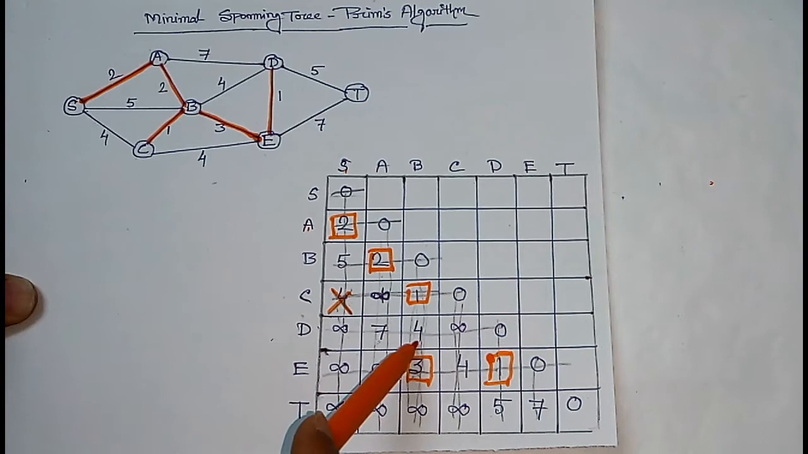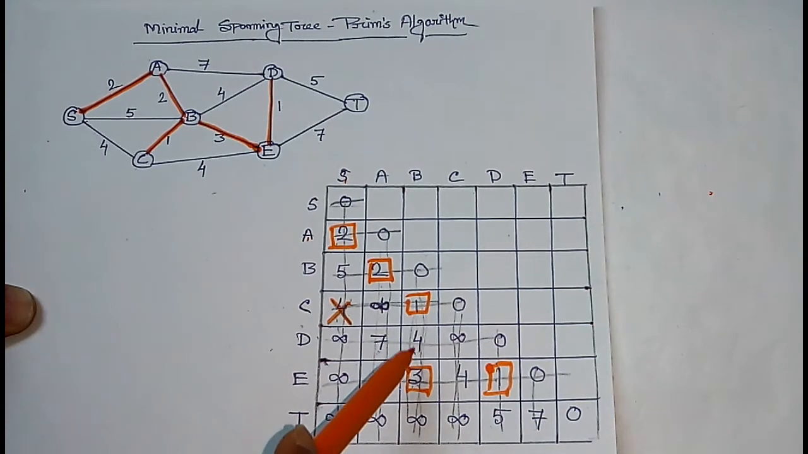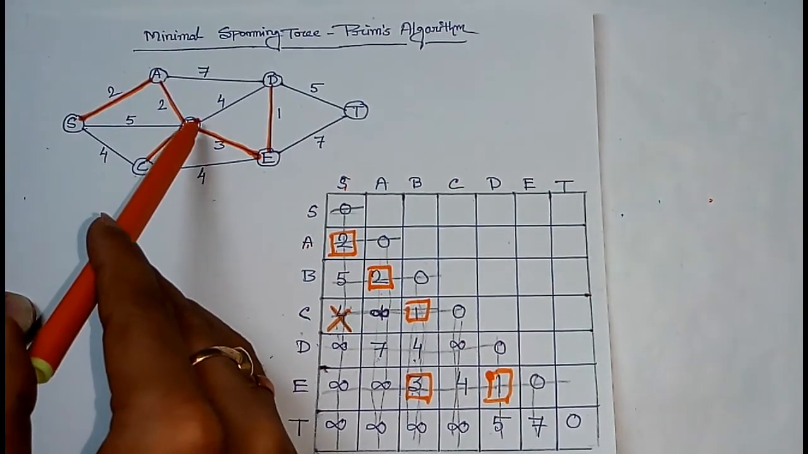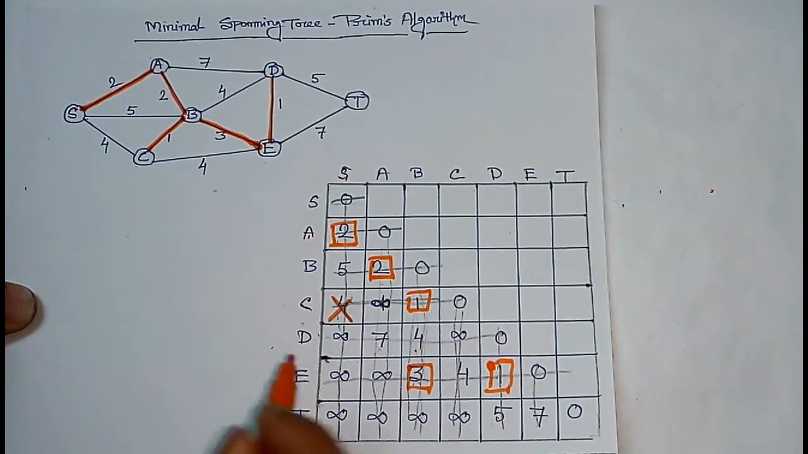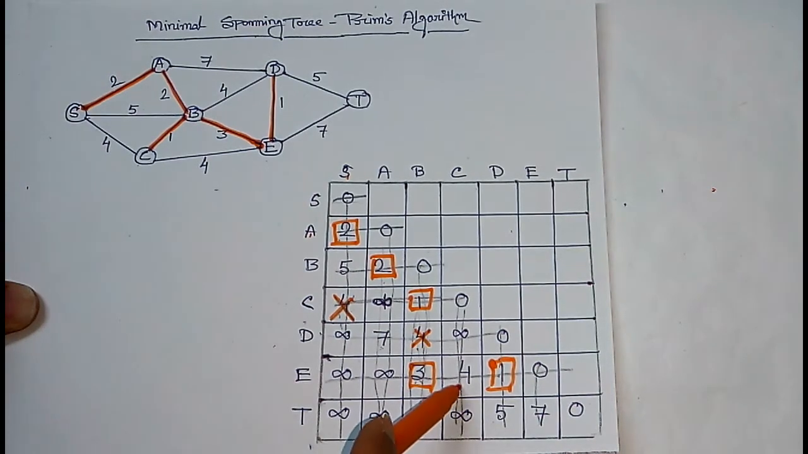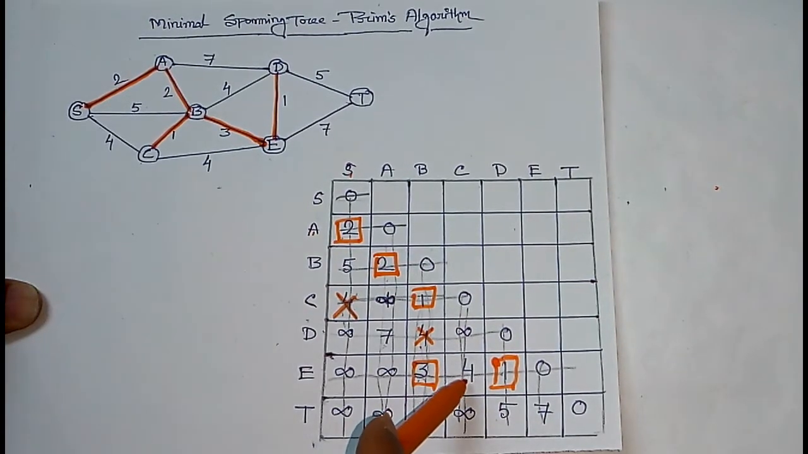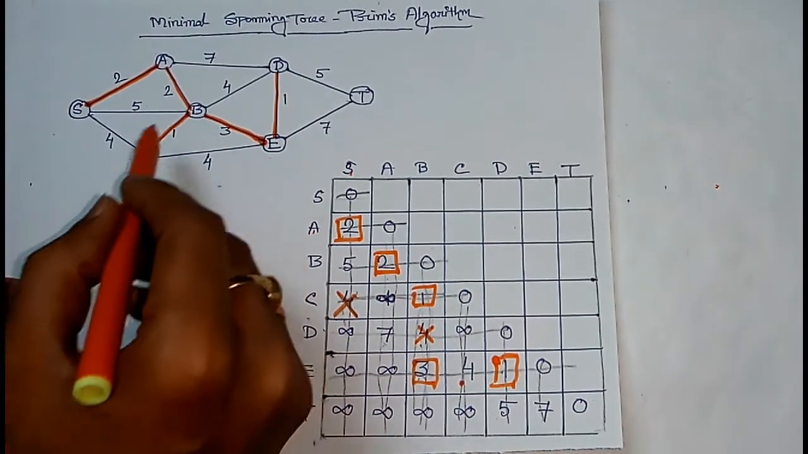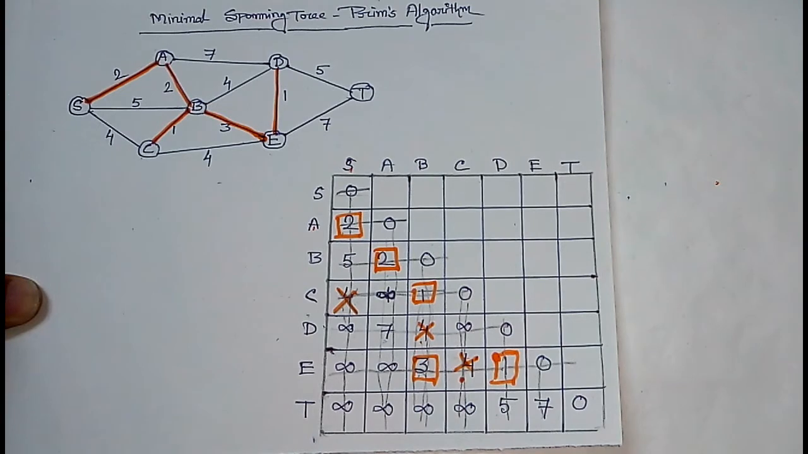Next element is 4, which corresponds to the row of D and column of B. That means we have to add an edge between B and D. So from the graph, if we see that if we add an edge between B and D, then B, D, E, B will again form a cycle. So we can't add these 4 either. So only one 4 is remaining, that is this 4 that appears in the row of E and column of C. Hence we have to add an edge between C and E. So again we see that if we add an edge between C and E, then B, C, E, C will again form a cycle. So we can't add these 4 either.